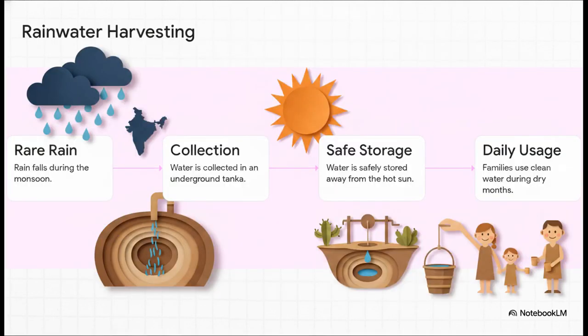They use a really smart method called rainwater harvesting. And here are the simple steps. Step 1, when that rare rain finally falls during the monsoon, they don't just let it wash away. Step 2, the rainwater flows into a large underground tank called a tanka or a par. Step 3, because the tank is deep underground, the hot sun cannot evaporate the water. It stays safe and perfectly cool. Step 4, families can then pull up this clean water to use for cooking and drinking all through those long dry months. So remember, rainwater harvesting is a super smart way to collect and save that rare rain in underground tanks for the dry months.